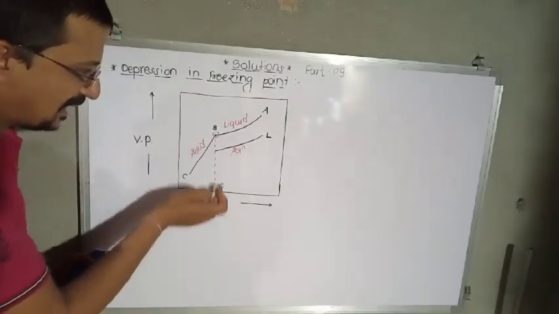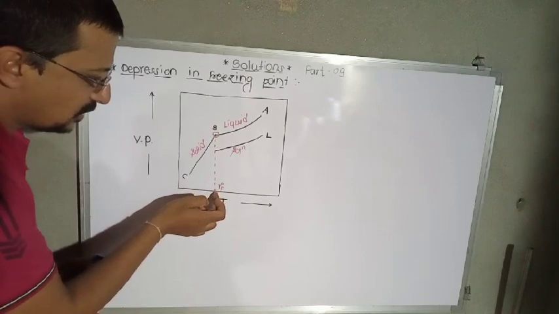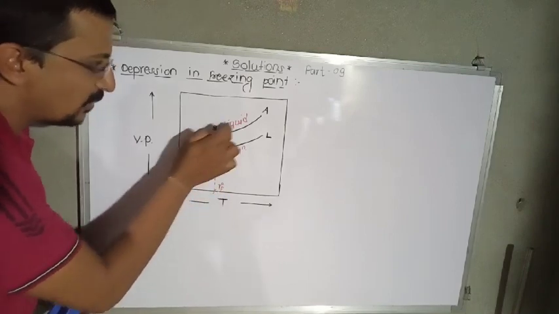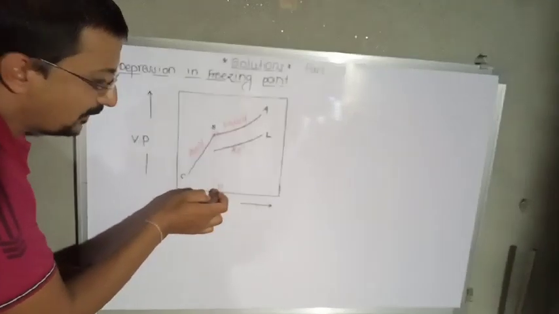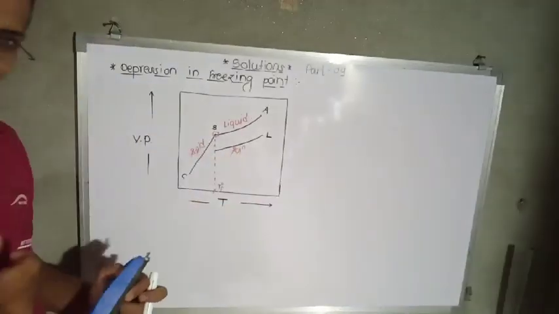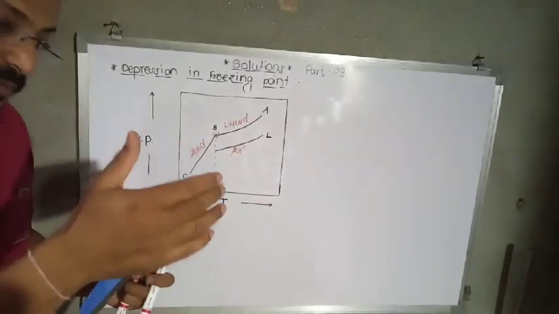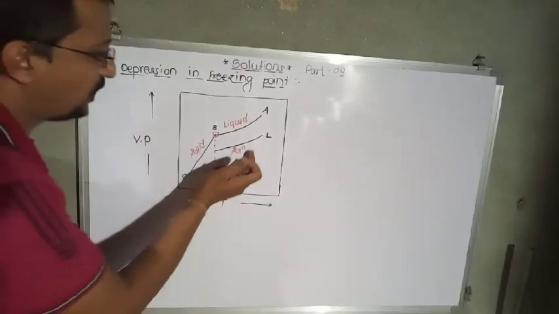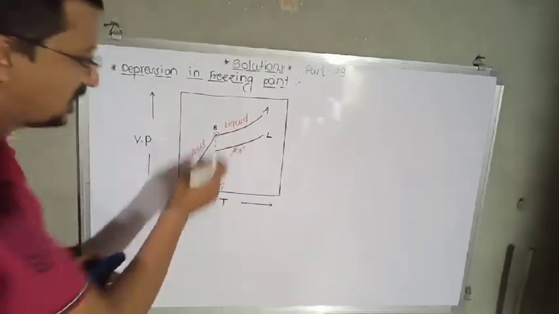So we can say that at point B, T naught F is the freezing point of solvent, but T naught F is not the freezing point of solution. Not the freezing point of solution. We have to still decrease the temperature to freeze that solution.